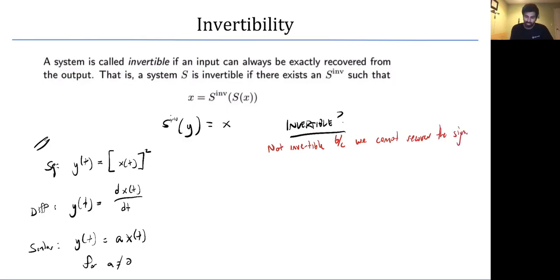Because we cannot recover the sign. Okay, let's look at the second system, the differentiator. Is this invertible? Well, this one is also not invertible.